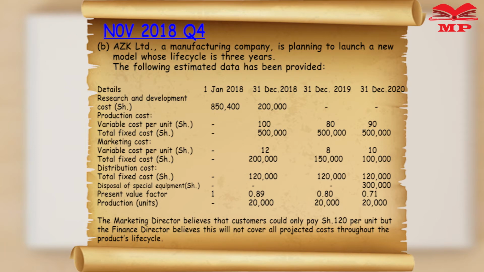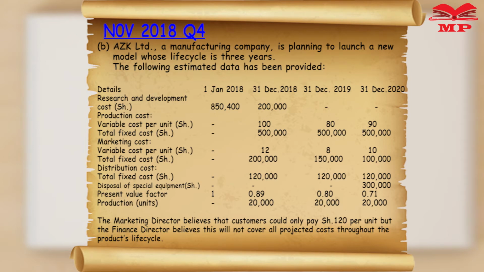Research and development cost in shillings: 850,400 and 200,000, dash respectively. Production costs, variable cost per unit in shillings: dash, 100, 80 and 90 respectively. We have total fixed cost in shillings: dash, 500,000, 500,000, 500,000 respectively. Marketing cost, variable cost per unit in shillings: dash, 12, 8 and 10 respectively.